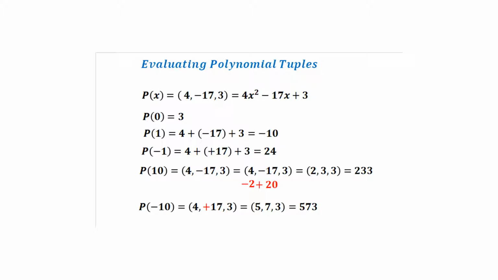We will now evaluate the polynomial at negative 10. So what we have to be careful of, if you put in negative 10 for x squared, it's positive 100. But where we have negative 17x, x is negative 10, that's going to change the sign of 17 to a positive 17. So p of negative 10 is 4, 17, then 3. Bring the 3 out, so to speak. Bring the 7 out. Add the 1 and 17 to the 4, you get 5. So that's 5 comma 7 comma 3, which is 573.